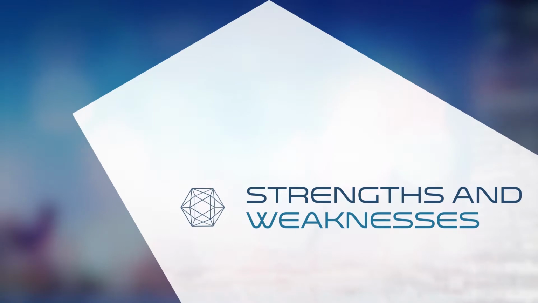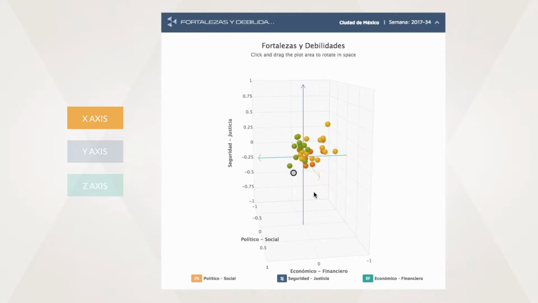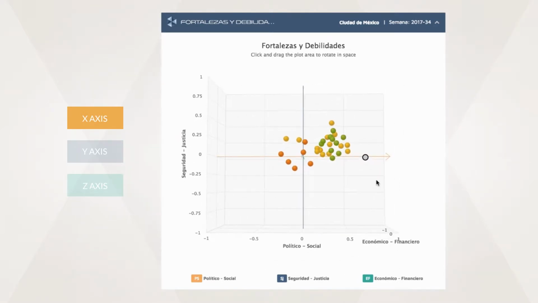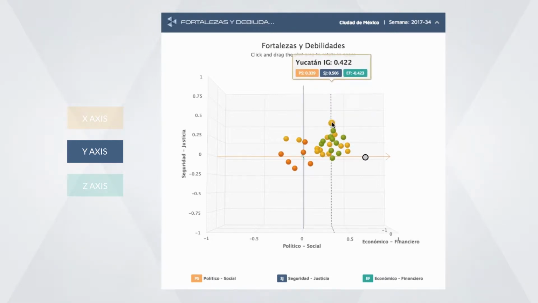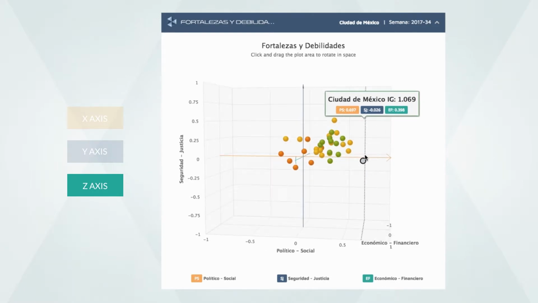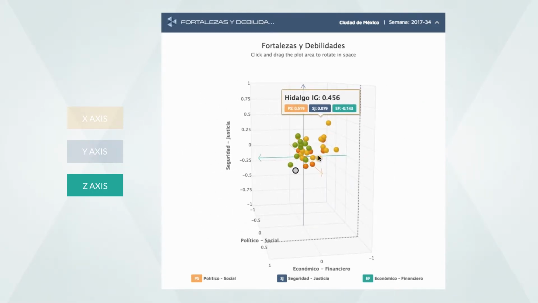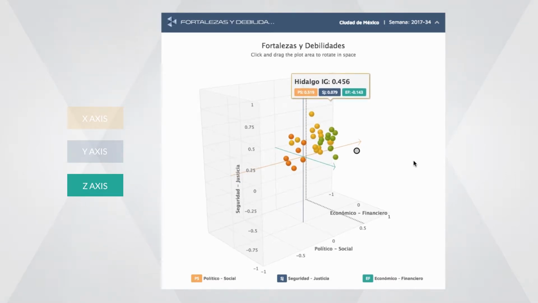The three-dimensional representation of GLAC Index for each entity is determined by axis X, indicator's magnitude of the social-political sector; axis Y, indicator's magnitude of the justice security sector; axis Z, indicator's magnitude of the economic financial sector. The system identifies the strength or weakness of each sector of the entity under study.